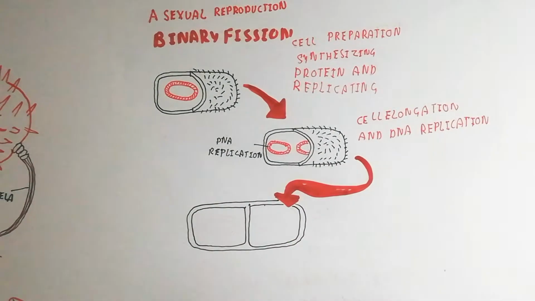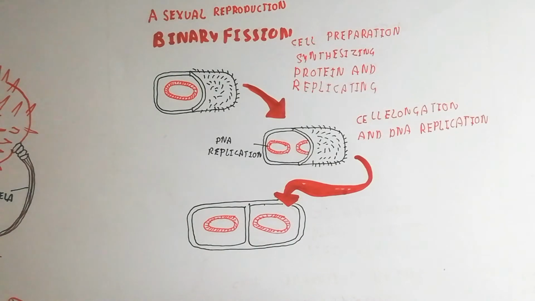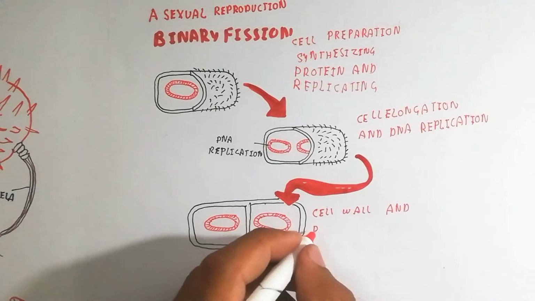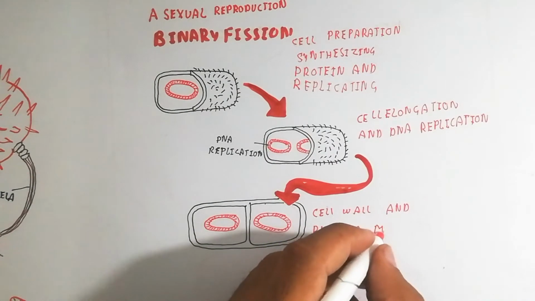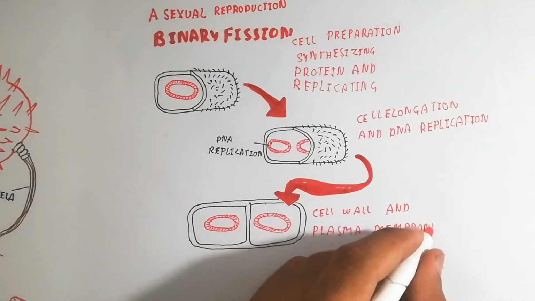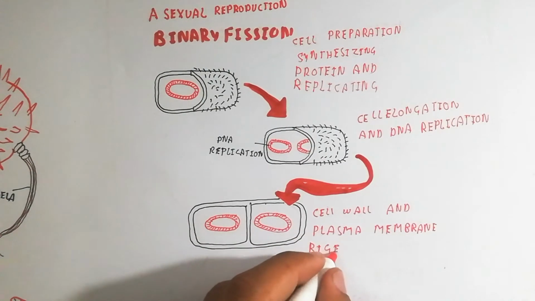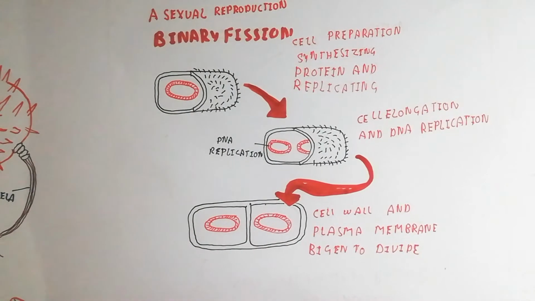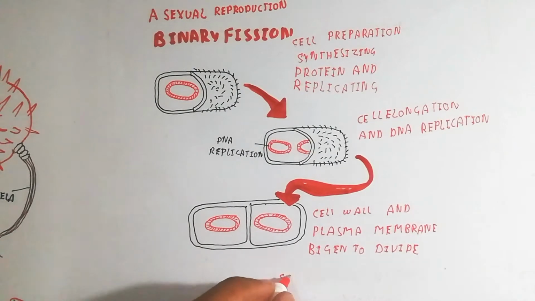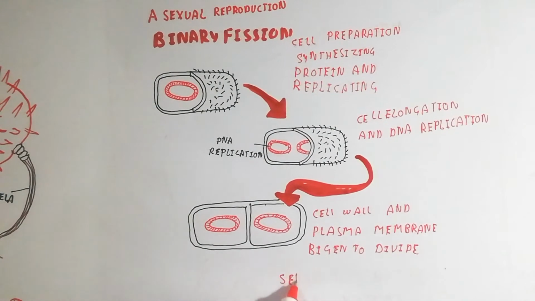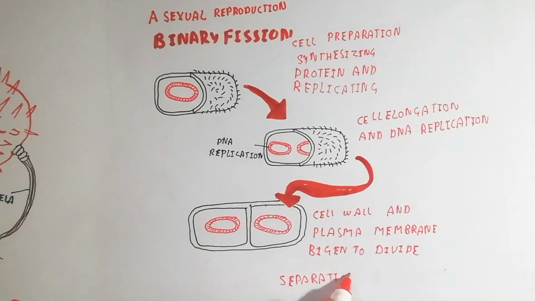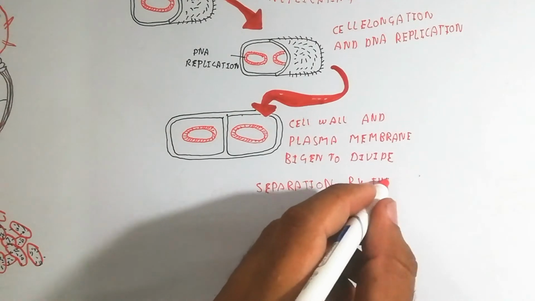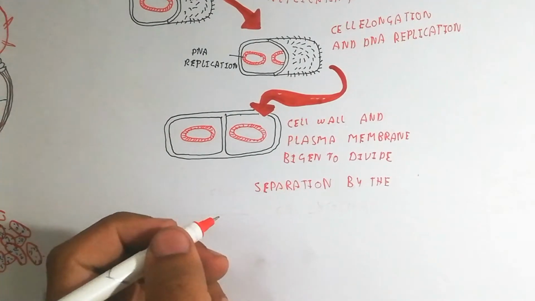Next, the cell wall and plasma membrane begin to divide, and a barrier is produced by the plasma membrane and cell wall, which is made up of peptidoglycan. And there's cell separation by lysozyme, which is used for the separation of two cells. Another enzyme is also used for it, but the major enzyme is known as lysozyme. So here is separation by lysozyme.